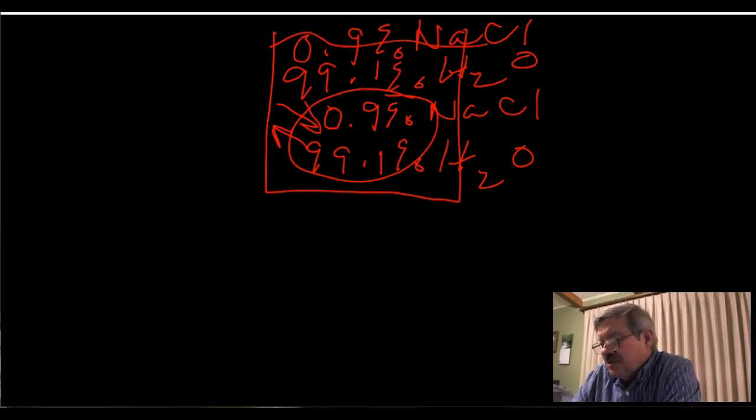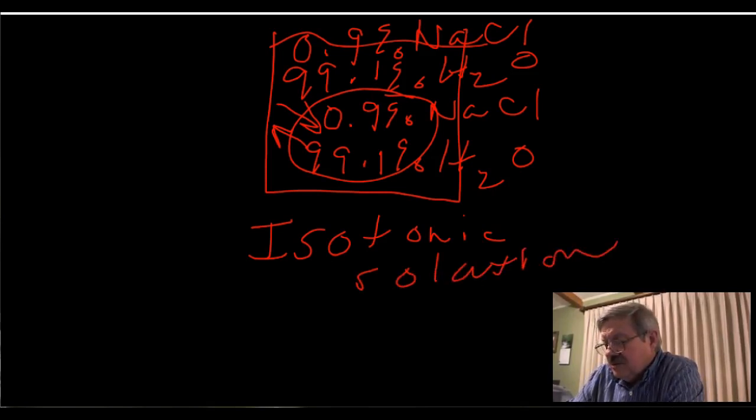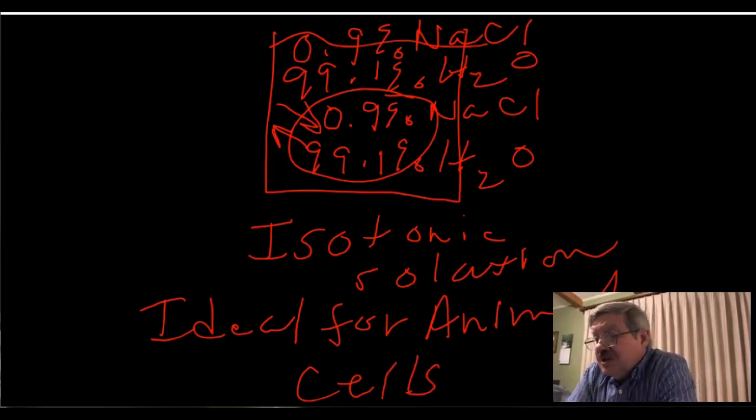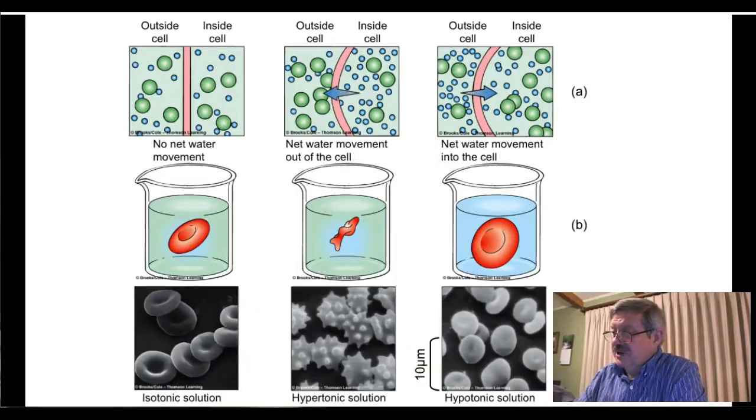So we've got a name for this solution. The term iso means same as, so this is referred to as an isotonic solution. Okay? And this solution is ideal for animal cells, because under these conditions, an animal cell is not going to gain water or lose water. It will maintain its normal size and normal shape. So this is what would be ideal for the animal cell. Okay. Now let's go back over here.